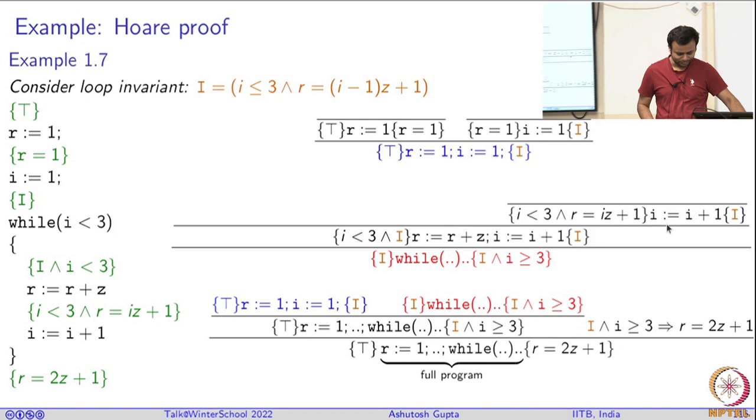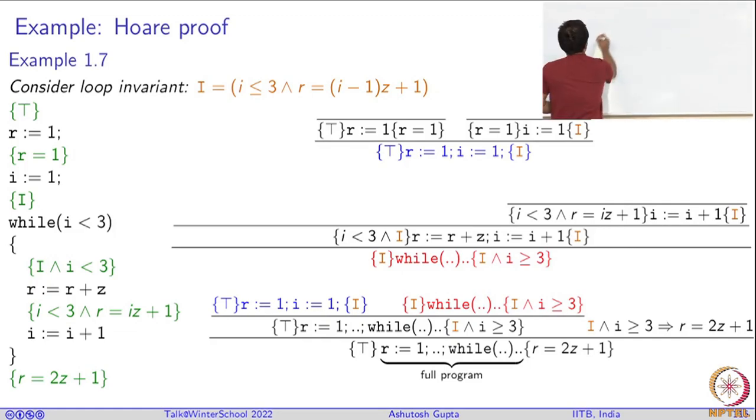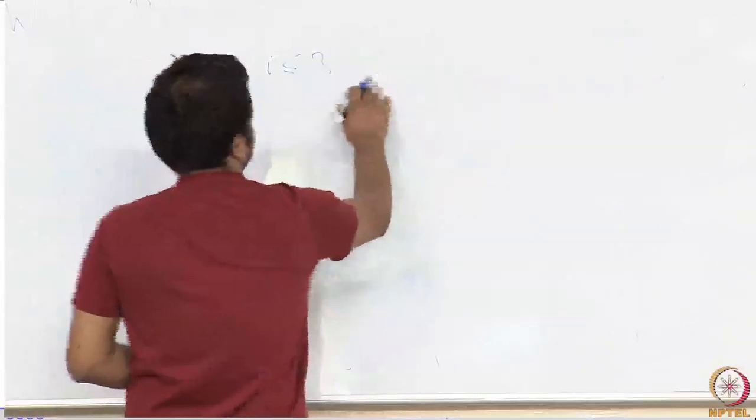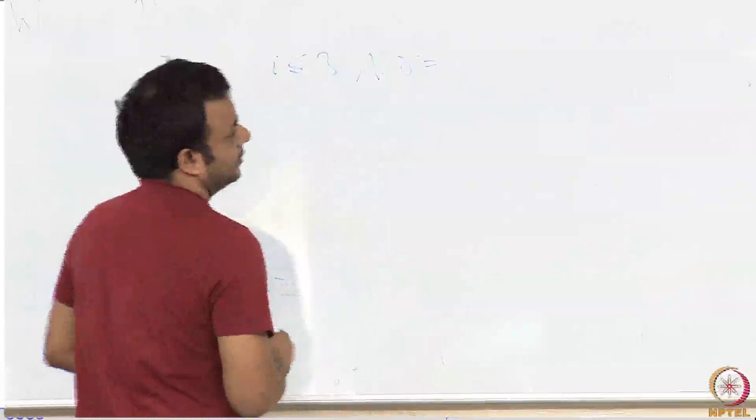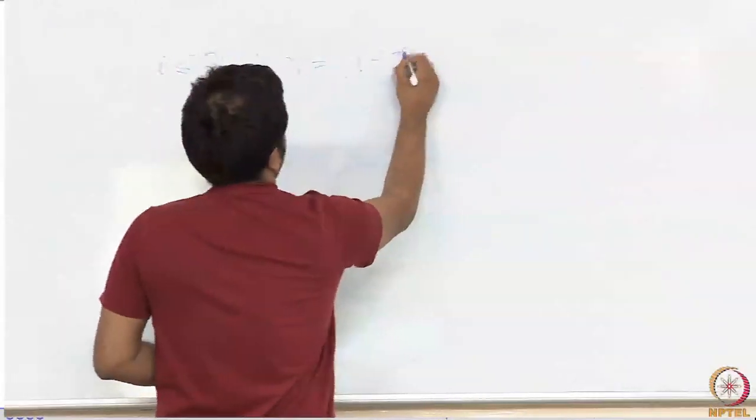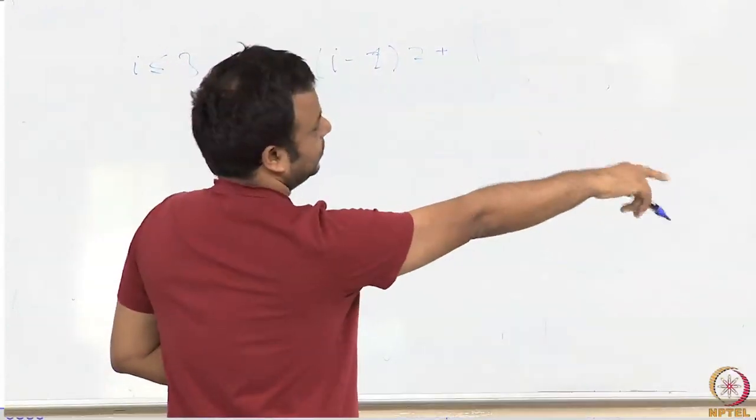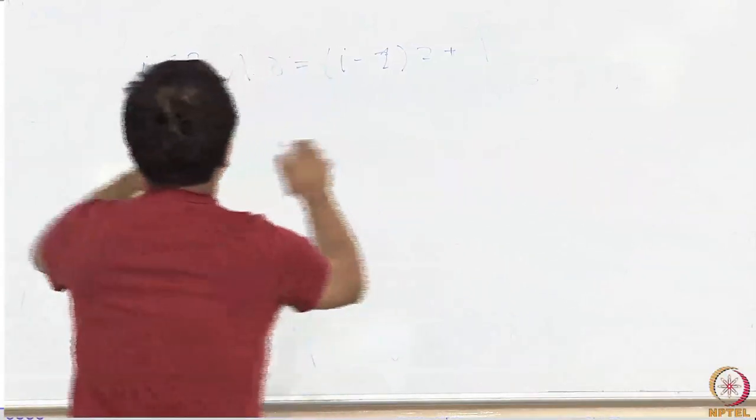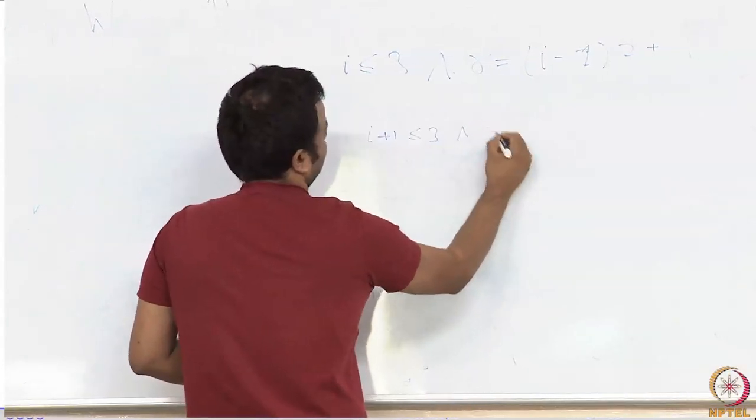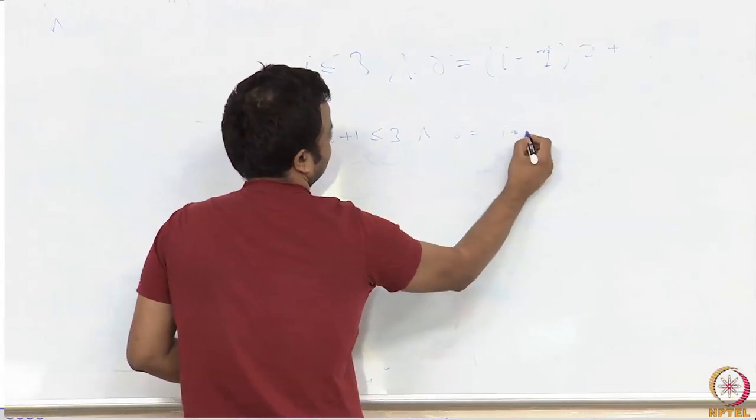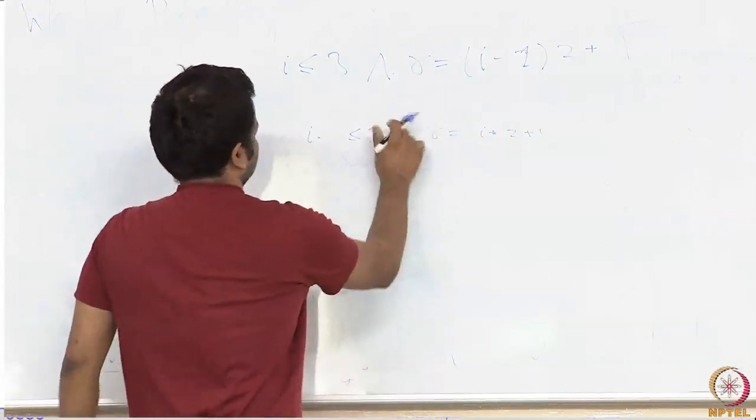And maybe I can write on the board also. So what is my I? i is less than or equal to 3, and r equals (i minus 1) z plus 1. So I am replacing i with i plus 1. I will just put i plus 1 everywhere, so I get i plus 1 less than or equal to 3. And r equals, this becomes i star z plus 1. So this is the formula.